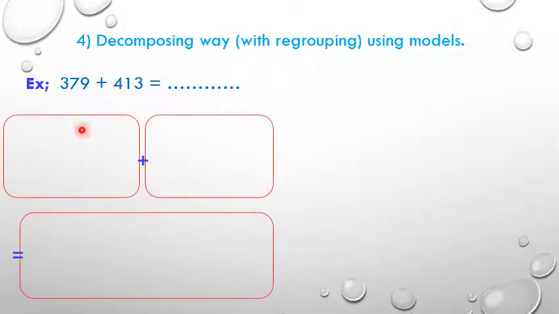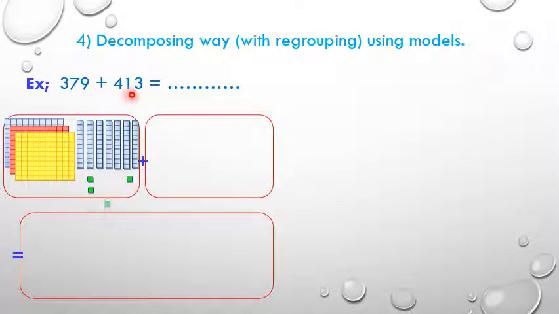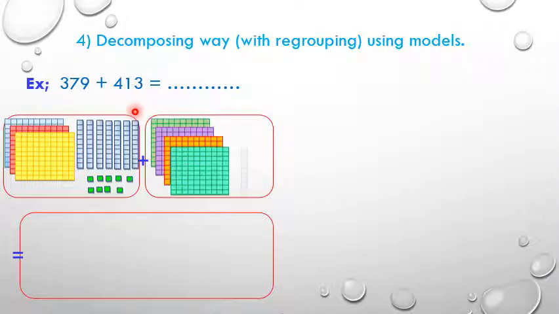Okay, let's go to another strategy, decomposing way using models, but here with regrouping. We will regroup elements to find our result in the right way, like this example, 379 plus 413. First of all, we will draw our modeling for each number. We have 3 hundreds, 7 tens, and 9 ones. Here we have the other number, 4 hundreds, 1 ten, and 3 ones.